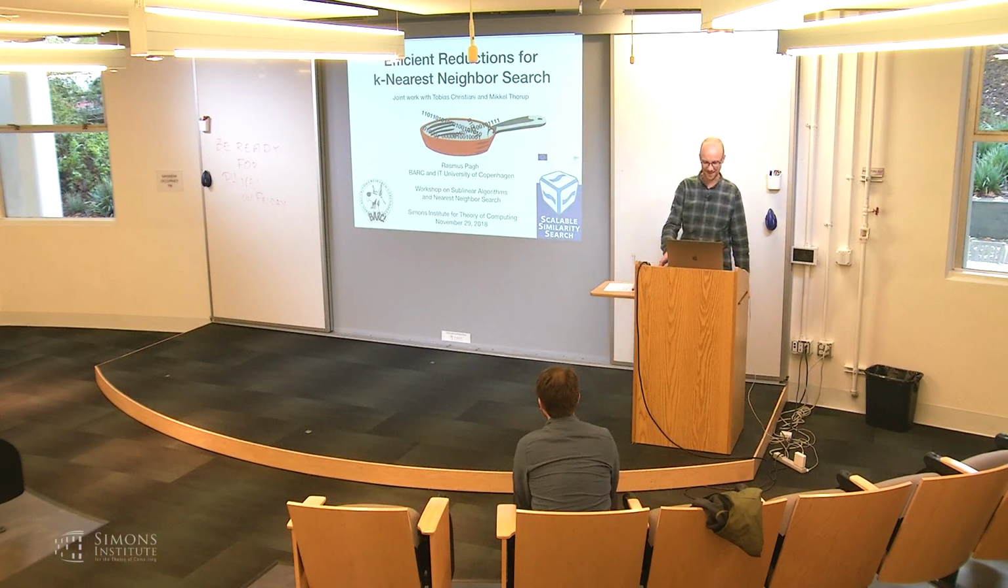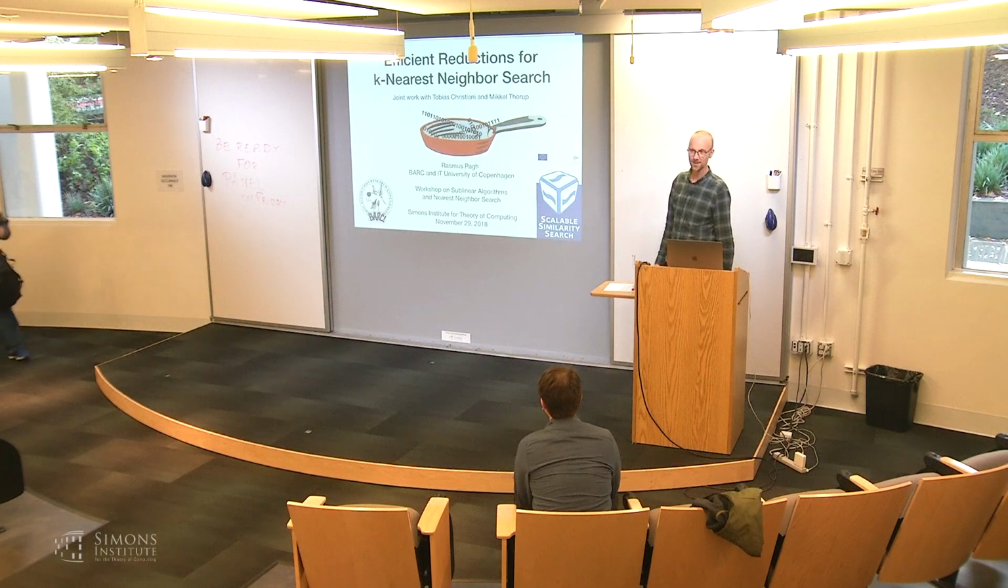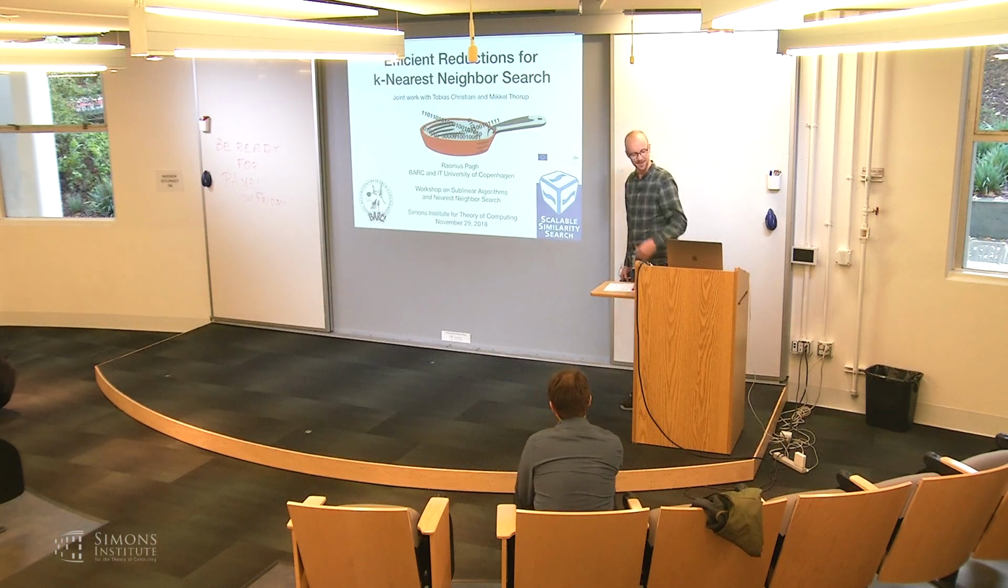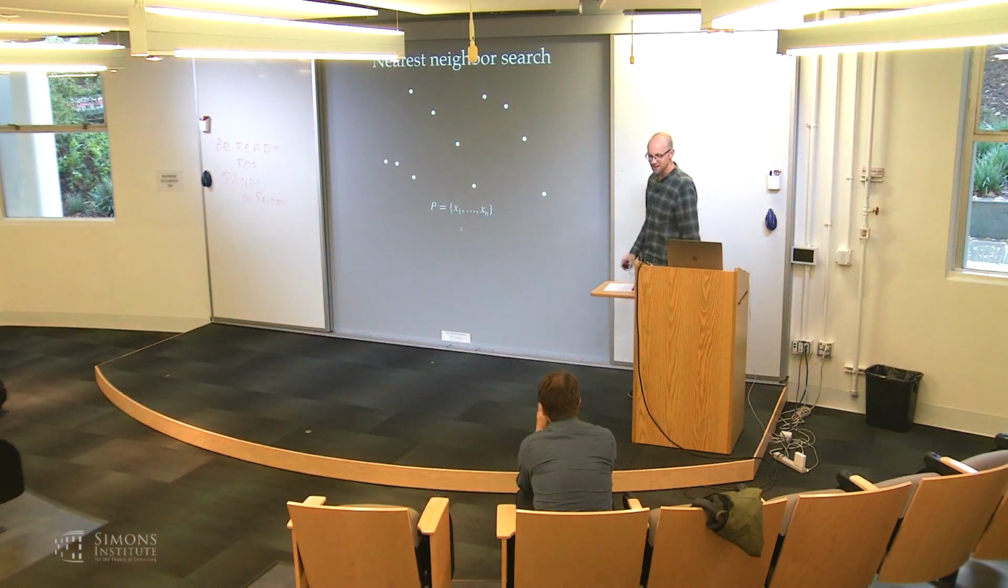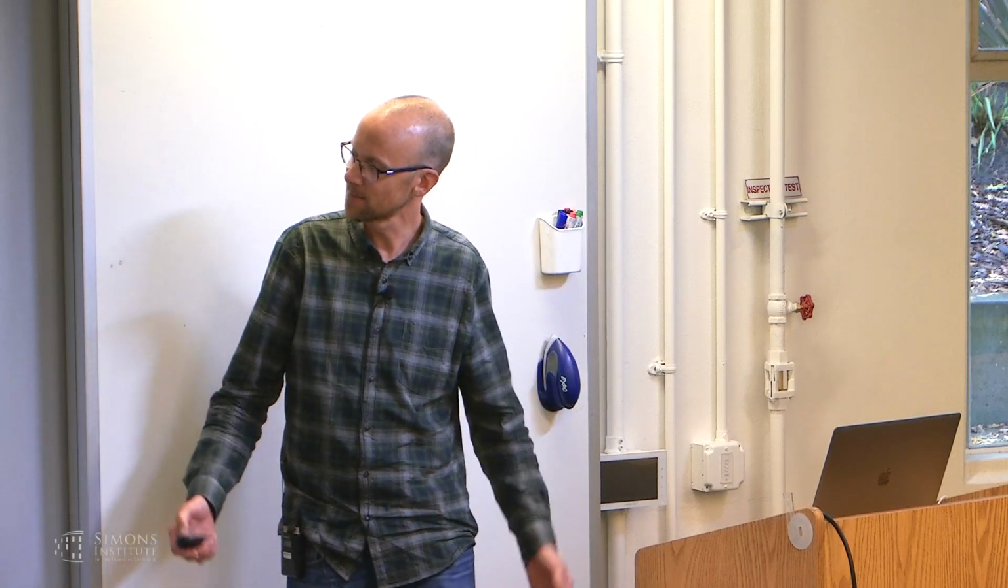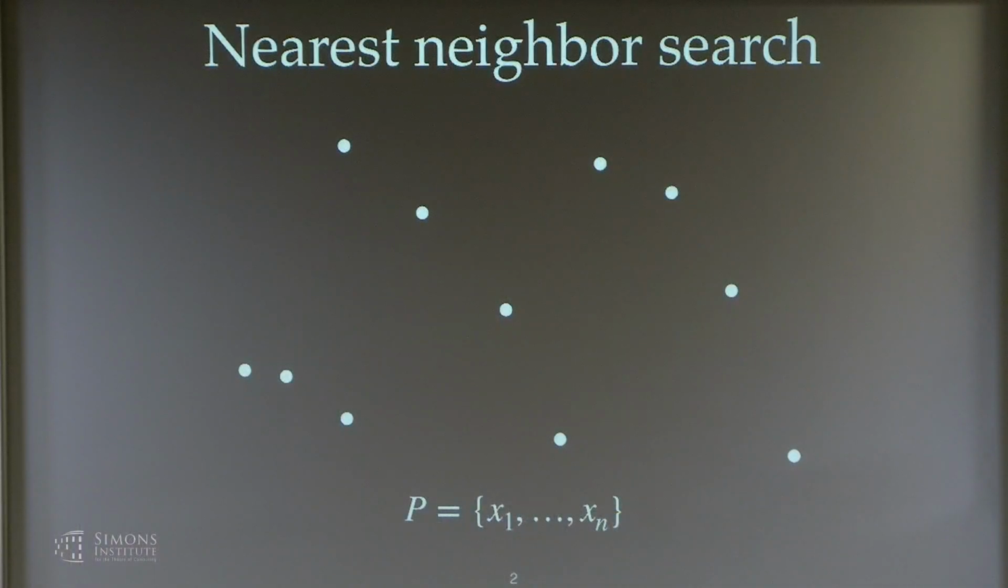I'm going to talk about joint work with Tobias Christiani, who is here, and Mikkel Thorup in Copenhagen. And to make everything self-contained, let me just start by defining the problem. So we have a point set P consisting of points x1 through xn in some space, and we're interested in pre-processing this point set in such a way that, given a query q, we can efficiently find the point that is closest according to some notion of distance of the space. Let's denote it NN of q. This is the main problem I'm going to be talking about.